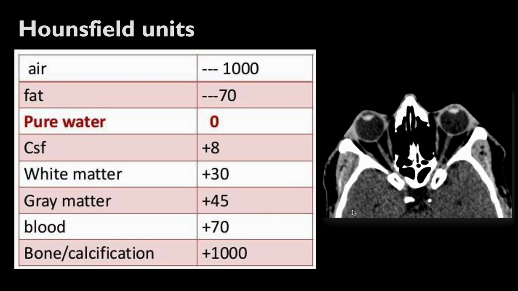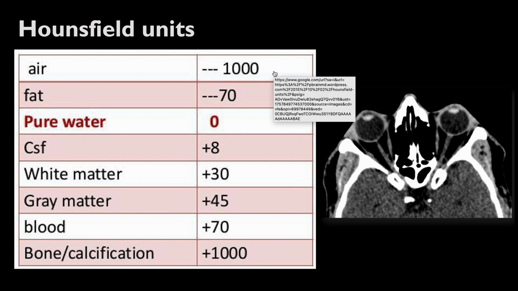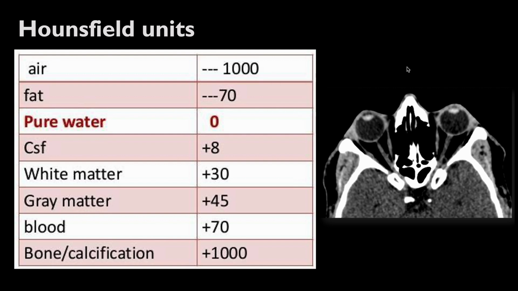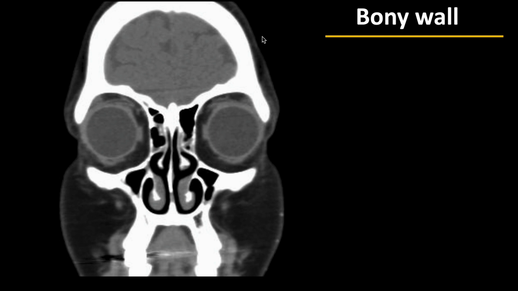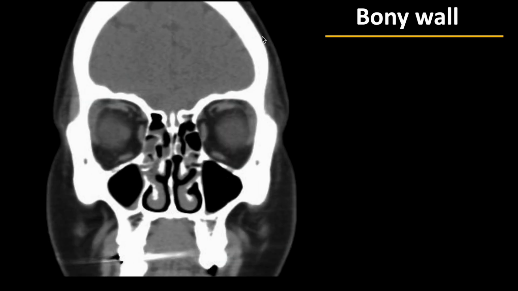This is a table that shows the Hounsfield numbers corresponding to tissues. Air has the least, which is -1000 Hounsfield unit and appears black, while bone has the maximum of +1000 Hounsfield unit and appears white in a CT scan. All the rest of the tissues fall in between these parameters, with fat at -70 Hounsfield unit and water at 0 Hounsfield unit. Systematic evaluation for an ophthalmologist would start by looking at the bony orbit.